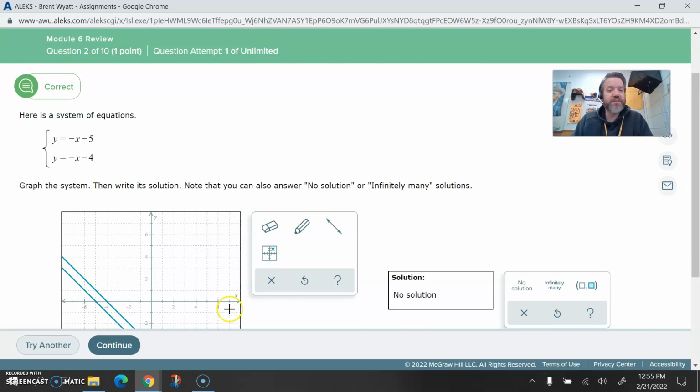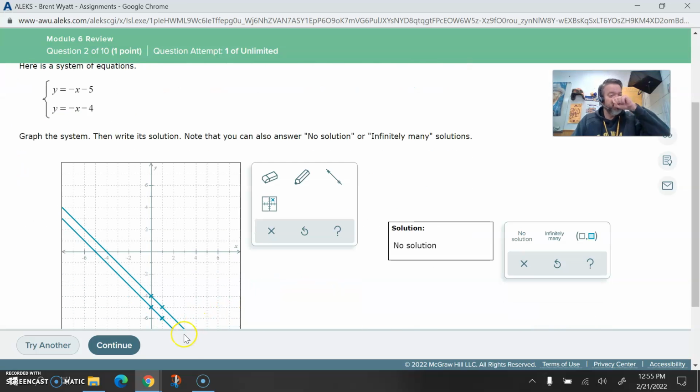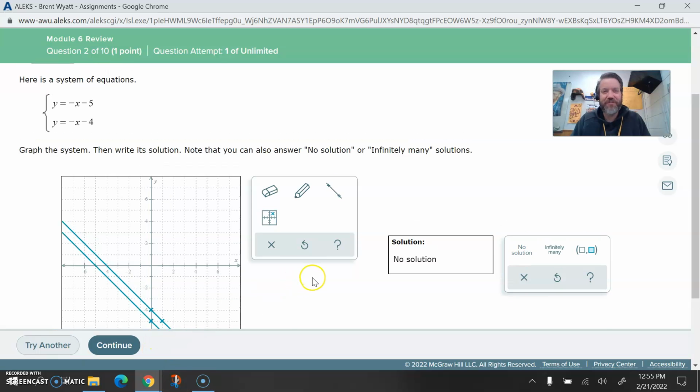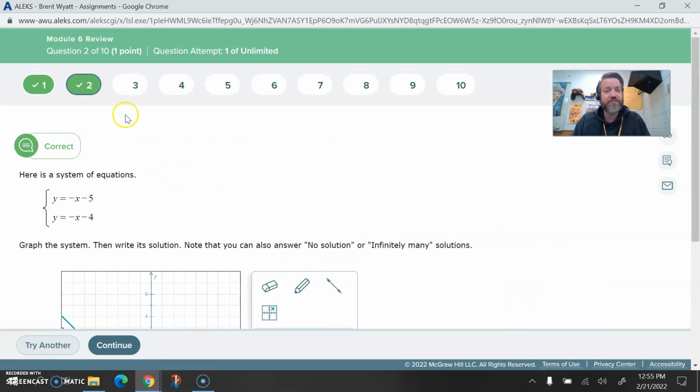Okay, now, notice here as you're working through the review, every time I complete a problem, see how it says try another down here? You can do as many problems as you wish as you're practicing and reviewing for the upcoming test.